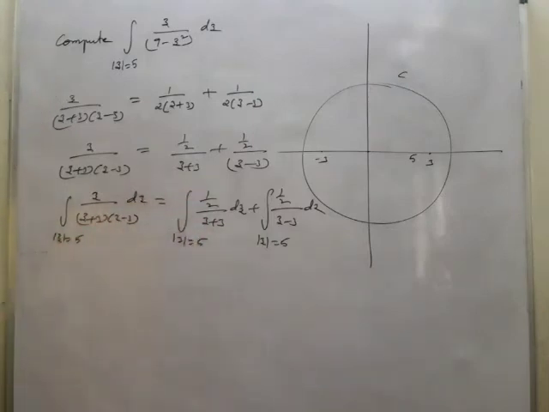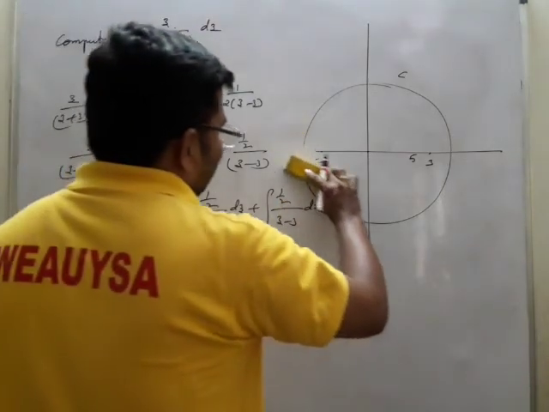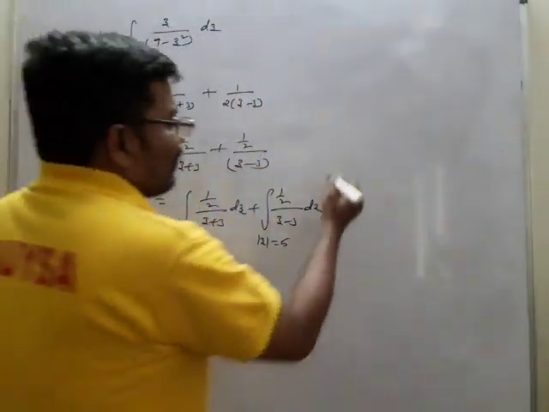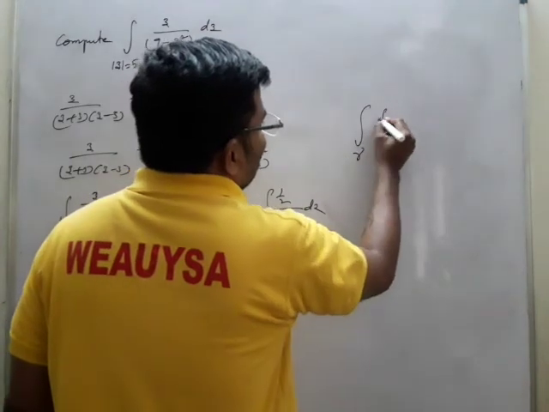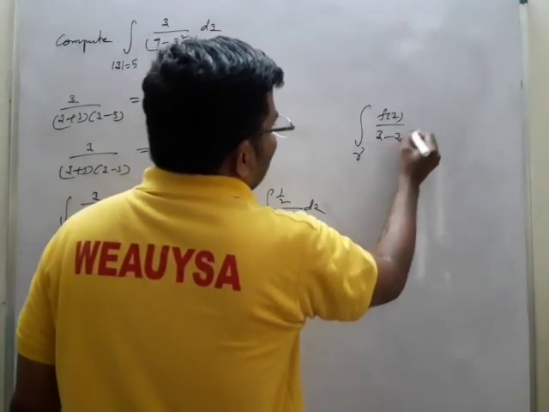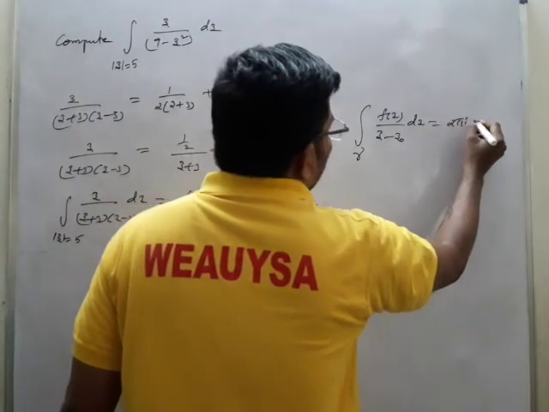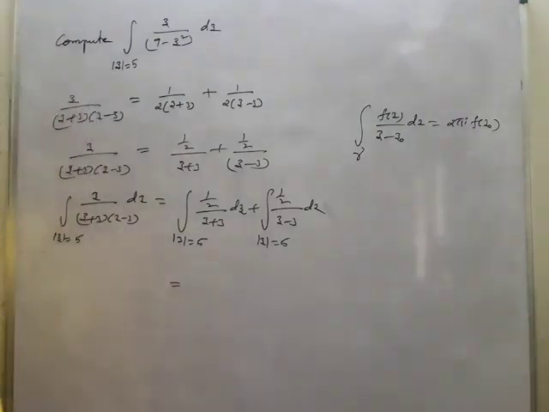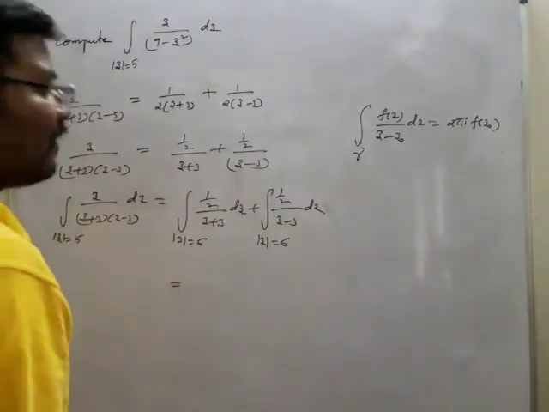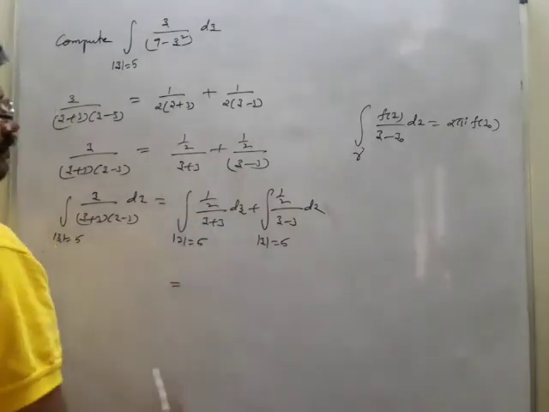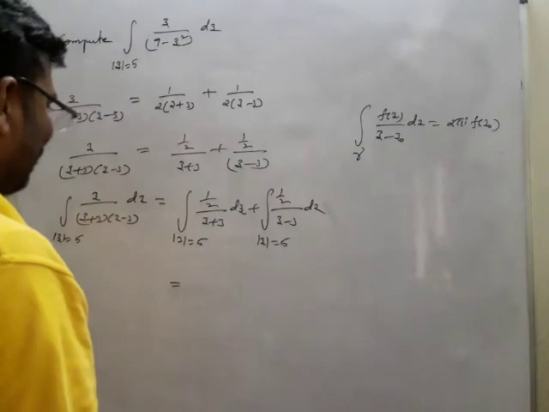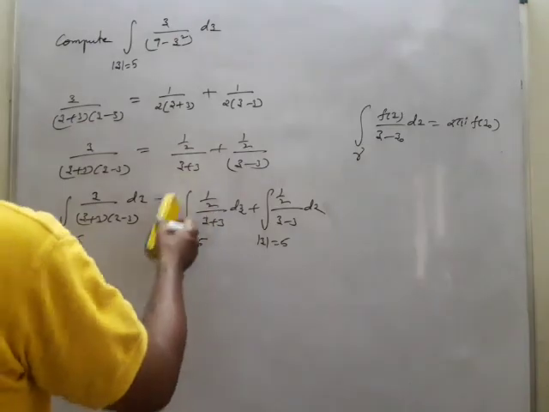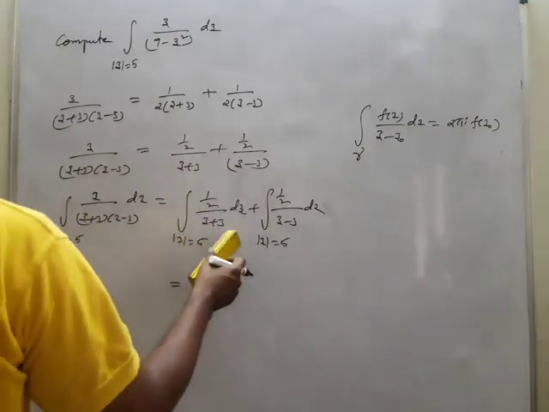Now by Cauchy's formula. Now what is that Cauchy formula? Since they are inside the region, we have Cauchy's integral formula. Integral over gamma of f of z by z minus z naught dz is equal to 2 pi i into f of z naught. So according to that formula, this is 2 pi i into f of z naught. We need to find out the value of f of z naught.